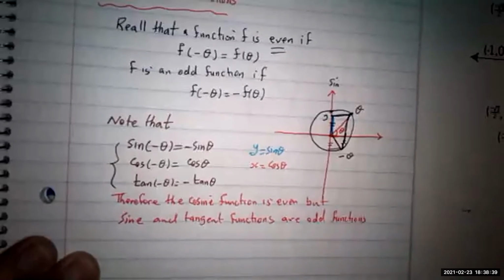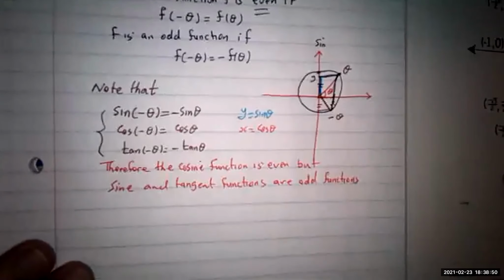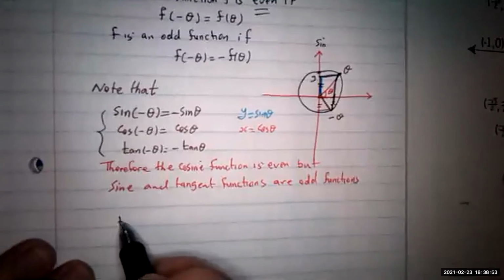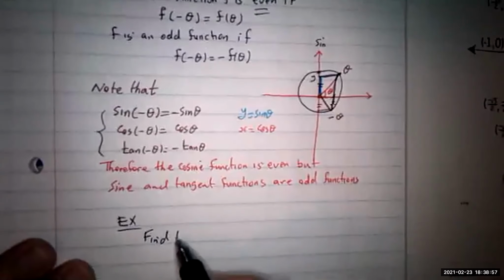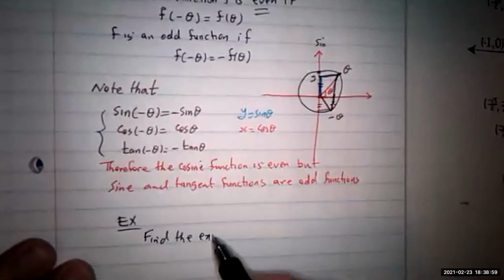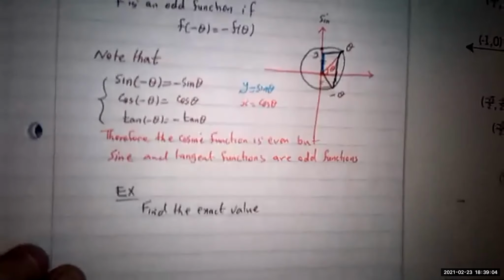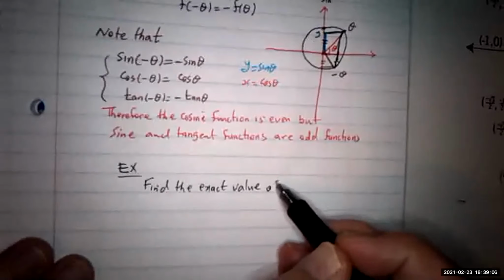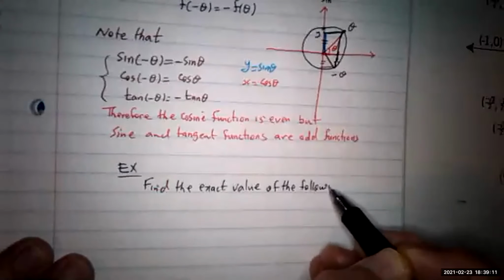Okay, so this is the way we are going to operate. You may have to find the sum of these values for us, so you have to be careful. Any question? We may ask you to find the exact value of each of the following. We give a couple of them on the test.